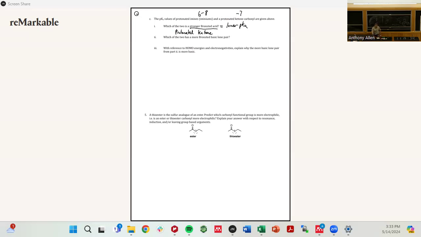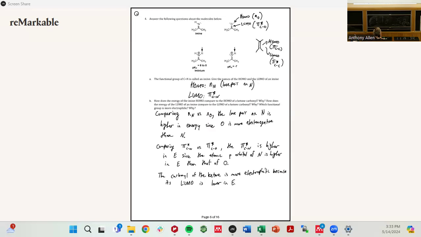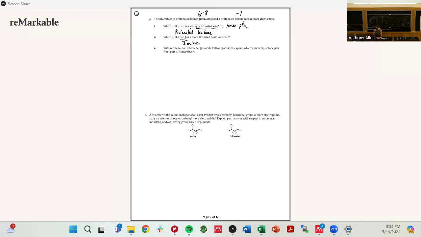Okay, so which of the two has a more Bronsted basic lone pair? The iminium. But iminium doesn't have one. Yeah, sorry, right, it needs to be the imine. This was somewhat ambiguous. Which of the two? That should have been imine slash ketone. Sorry about that. So if it's the weaker acid, weaker conjugate acid.